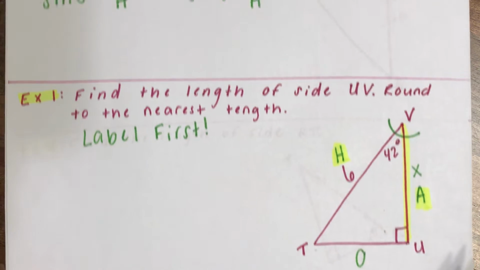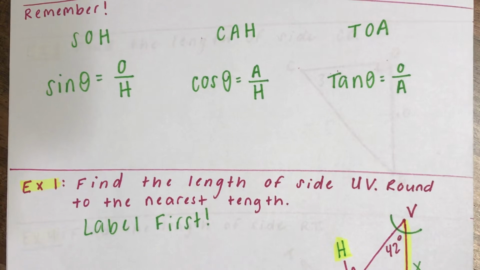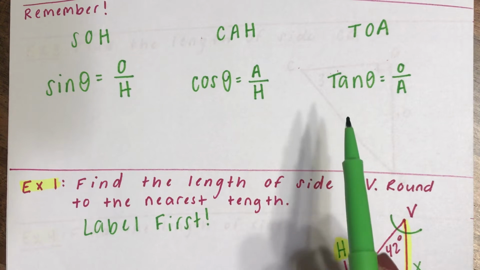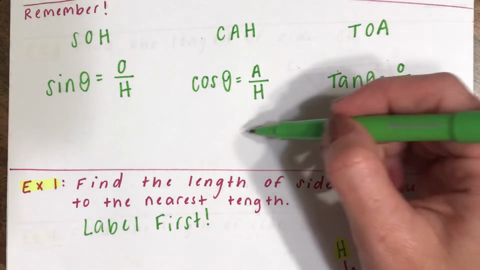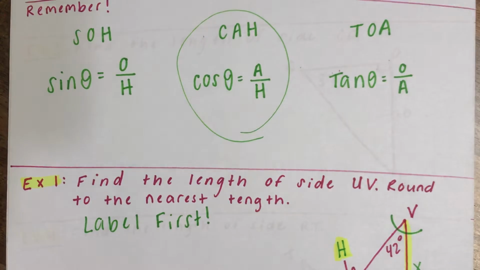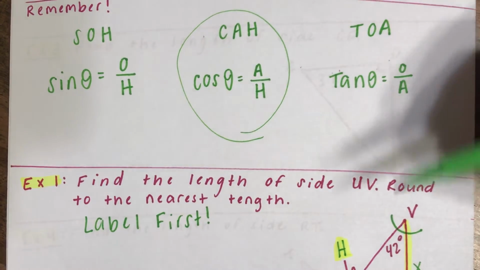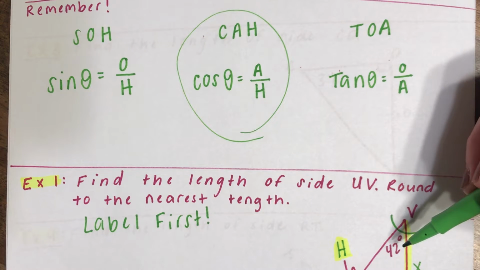Looking back up here at what we wrote down, which of the 3 ratios uses the adjacent and the hypotenuse sides? Well, I can see that would be cosine. So that's going to give me a hint about how I'm going to find the missing side length.